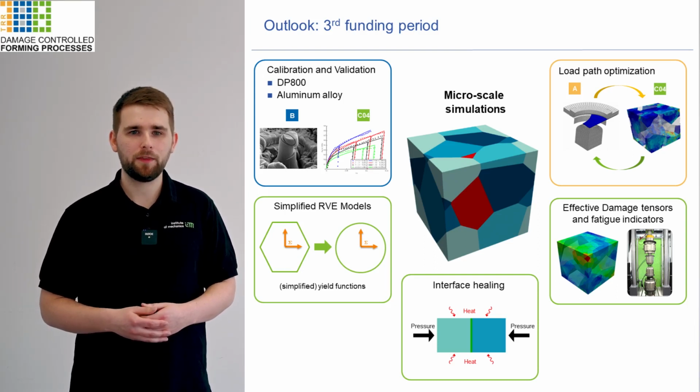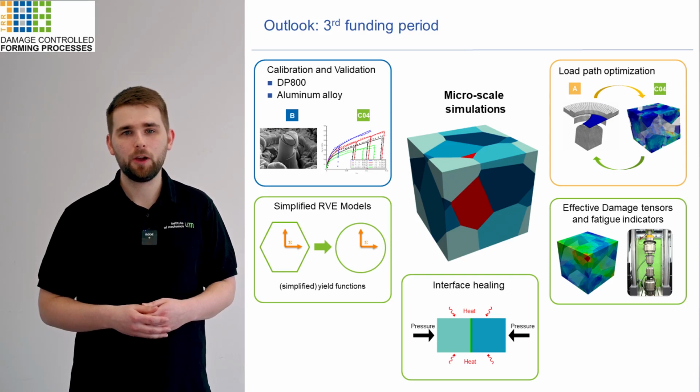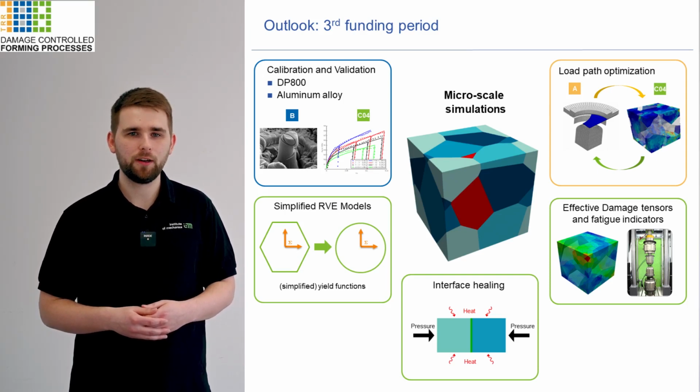First, we will extend the calibration and validation of the RVEs for DP800 and an aluminum alloy by means of experimental data. Next, we will apply model order reduction techniques to develop simplified models in order to tackle the computationally expensive RVE simulations. With that at hand, we can further optimize the load path of the forming process and provide homogenized damage information, as well as fatigue indicators to the other sub-projects.